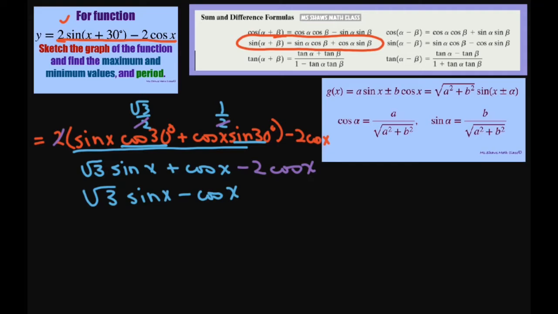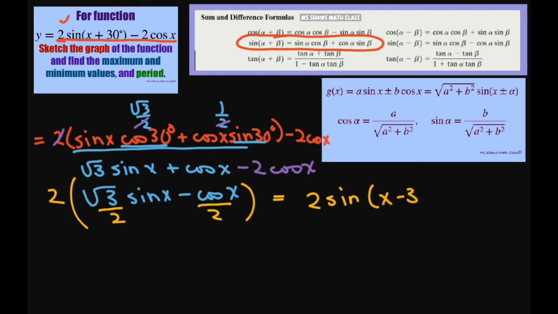Now, let's divide each term by 2, and then we have to multiply this by 2. So this is going to end up equaling 2 times sine of (x minus 30 degrees). And it's based off our formula given here.